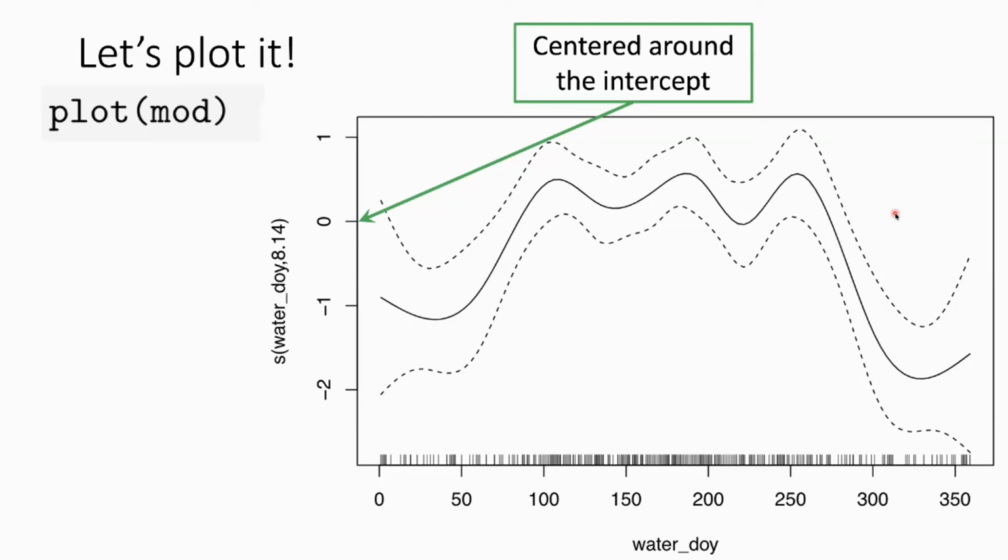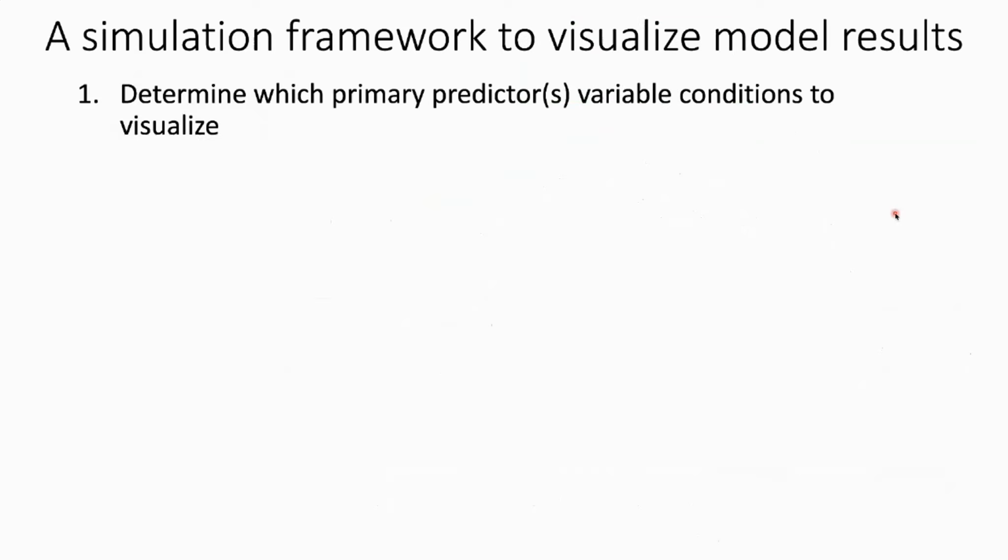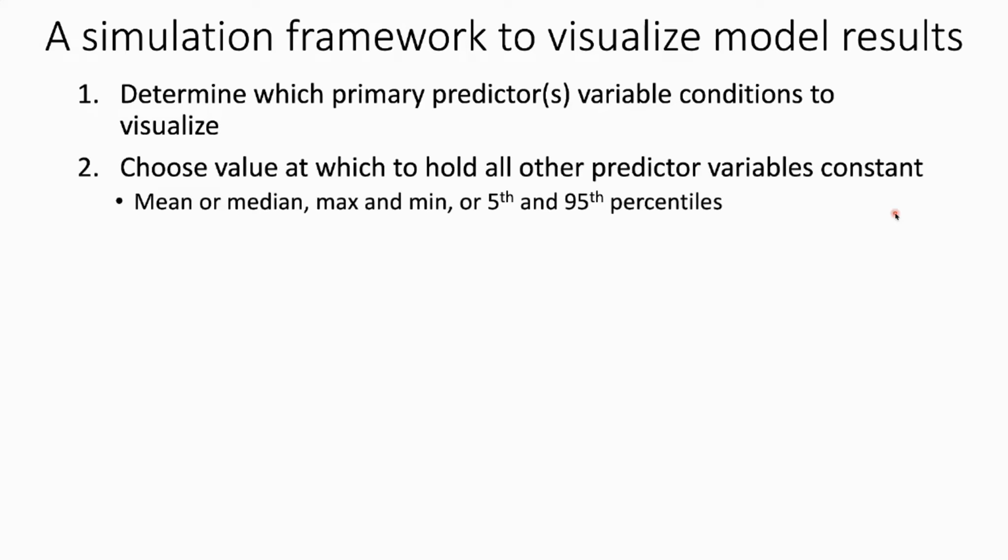Now, this isn't suitable for publication, so let's walk through how I take our model and plot a more suitable visualization. This is a framework that I use, and you can use it for any kind of model, linear regression, logistic regression, whatever you want. The first thing you want to do is determine which is your primary predictor or predictors you want to visualize. You then choose what value to hold all other variables constant at. In our case, we only have one predictor variable, so we don't need to worry about this step.